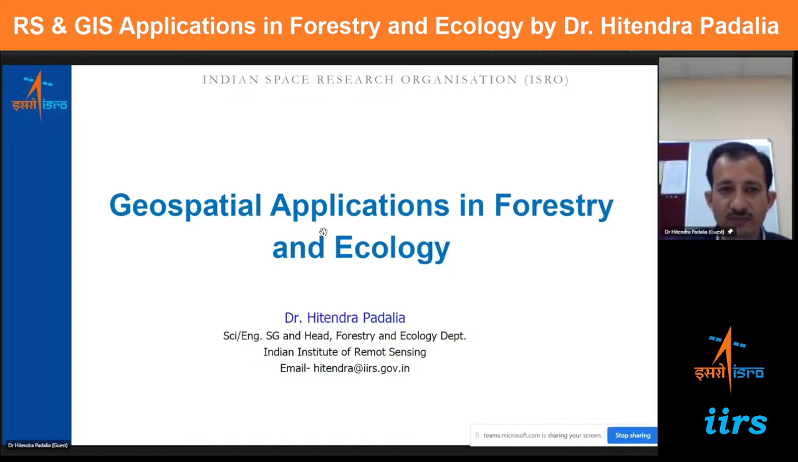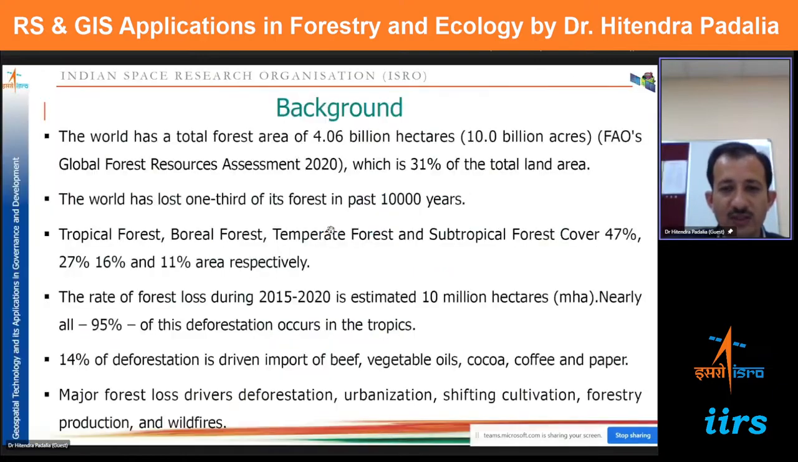If you just look at the global picture, most of you may not have a forestry and ecology background, so I will just give you a brief background. What is the status of forest today? We have around 30% of the total terrestrial surface area occupied by forest. This is as per the Global Forest Resource Assessment. It comes to around 4 billion hectares. And we have additionally around 30% area under grasslands and woodlands.